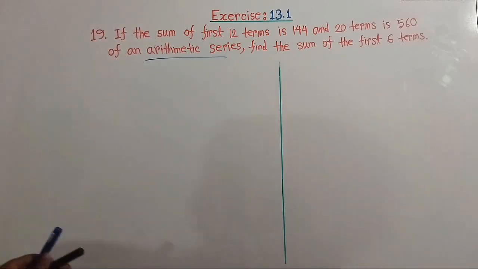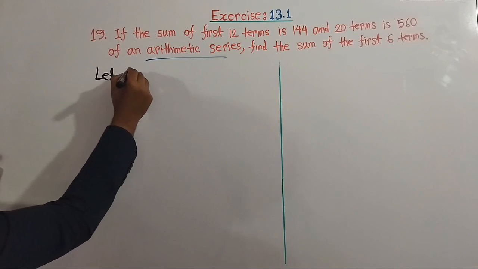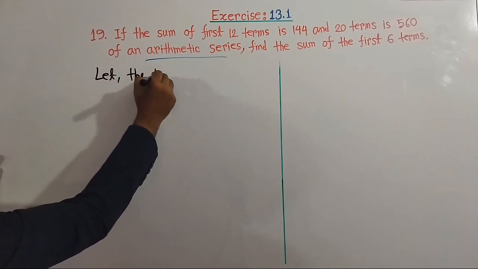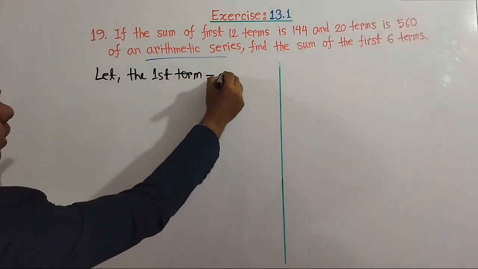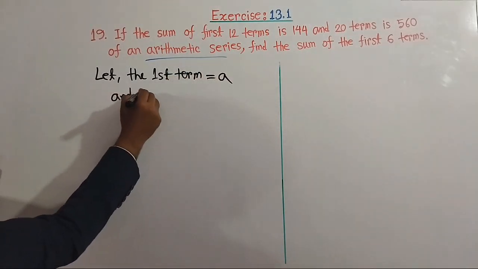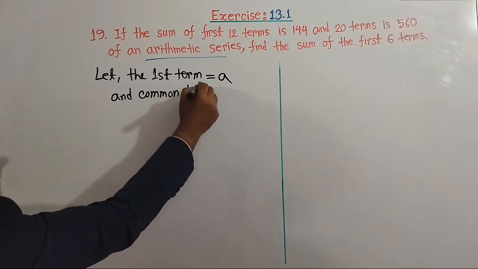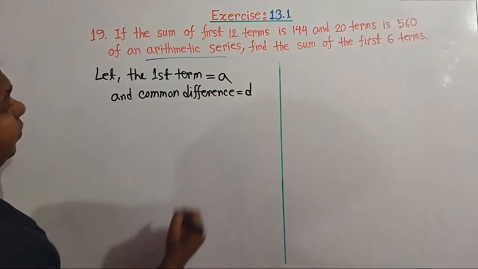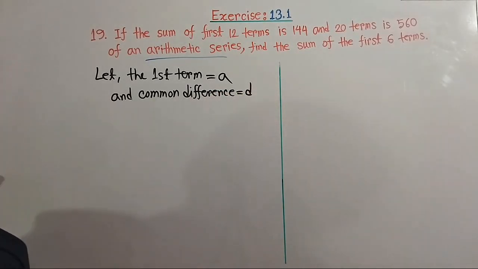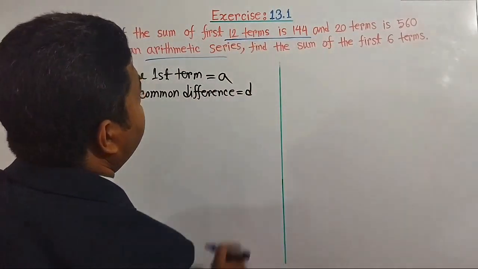In such a case, we have to let the first term and the common difference. So at first we write, let the first term equal to a and common difference equal to d. Now the given first condition, the sum of first 12 terms is 144.